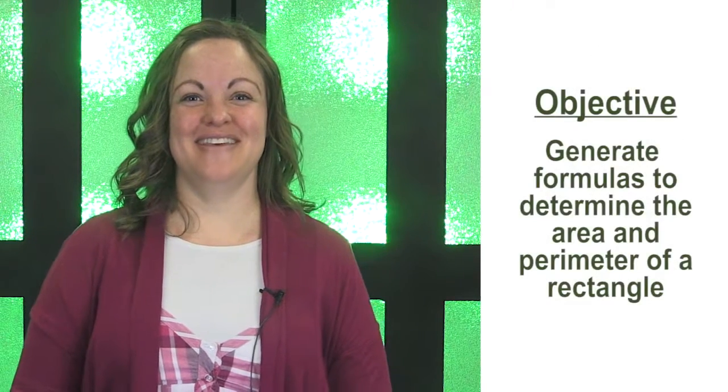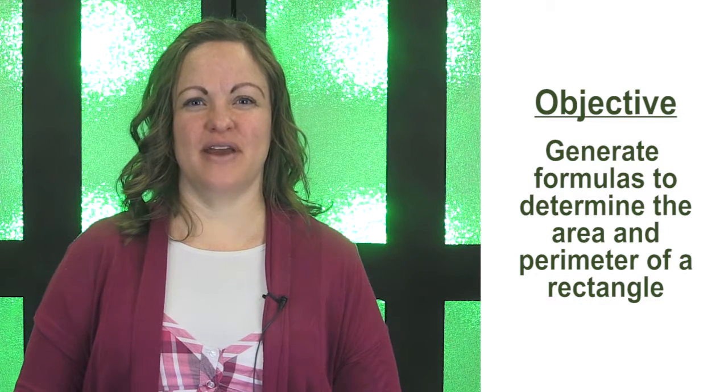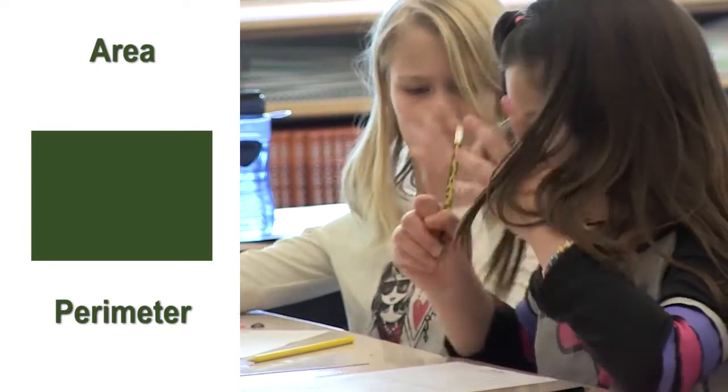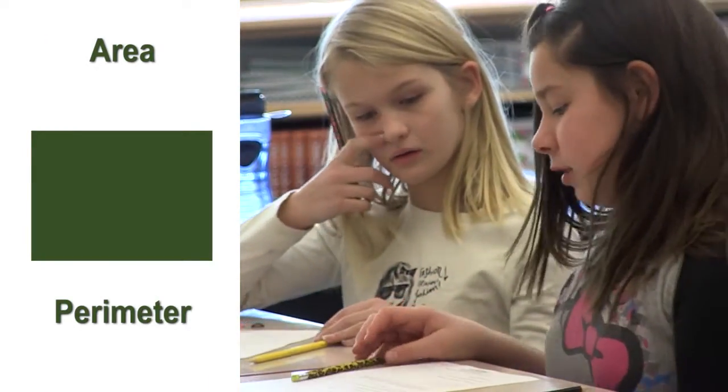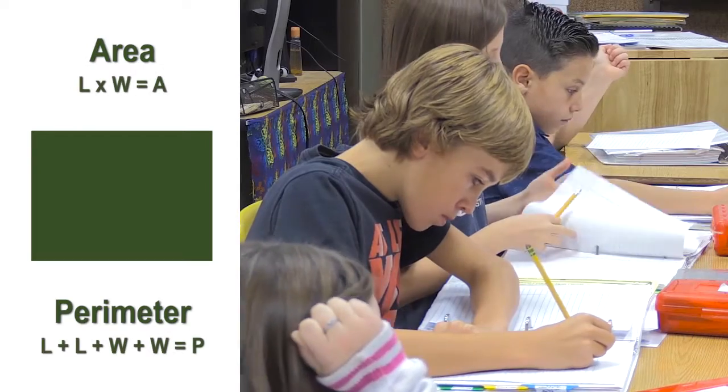The objective in this lesson is to generate formulas to determine the area and perimeter of a rectangle and to be able to explain our reasoning. In this lesson, students will reflect on the processes they use to find the area and perimeter of a rectangle. As they reflect on their thinking, they will understand and make connections to the abstract formula.